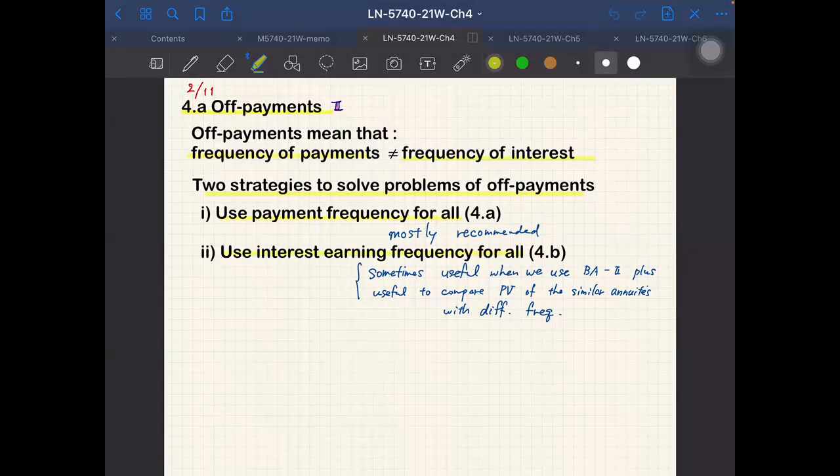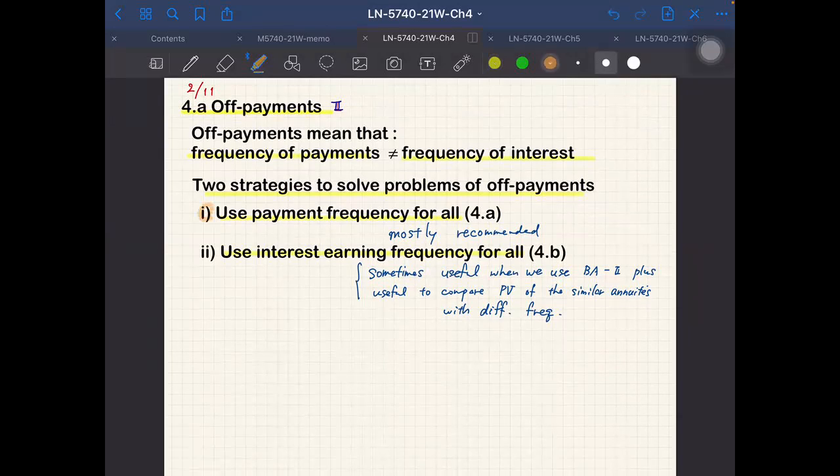Hi, we briefly review some important points in section 4. At first, we studied the off payments. Off payments is the situation where the frequency of payments and the frequency of interest are different. So we have two strategies.